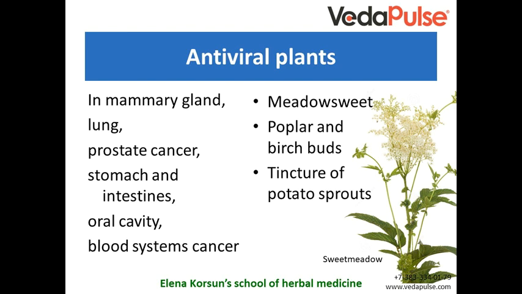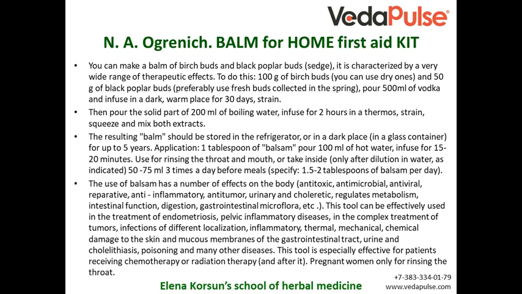And we prescribe meadowsweet, poplar and birch buds, and tincture of potato sprouts having an antiviral effect. Also, one of the remedies having antiviral, anti-inflammatory and immunomodulating effects is the infusion of propolis, quite available. Here you can see the recipe by which you can cook the alcohol tincture of buds of birch and poplar, but the content of spirit here would be only 20%.